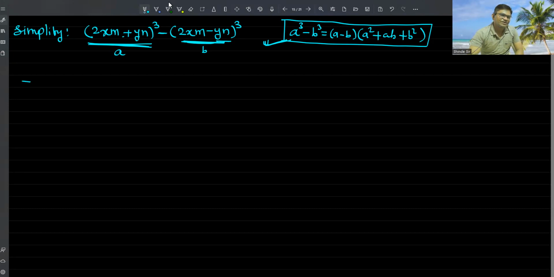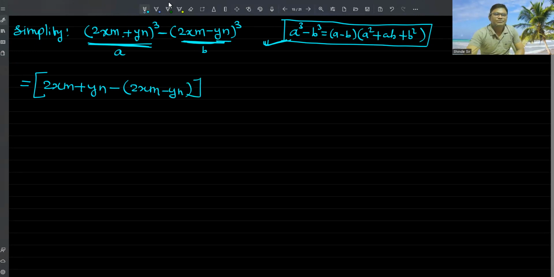So let's simplify this. As per our formula, a cube minus b cube is equal to, in first bracket, a minus b, and a means the whole first bracket, and b means the whole second bracket. So we can write it as a means 2xm plus yn minus b means the second bracket, that is minus 2xm minus yn. Okay, so this expression is nothing but the a minus b in the formula.